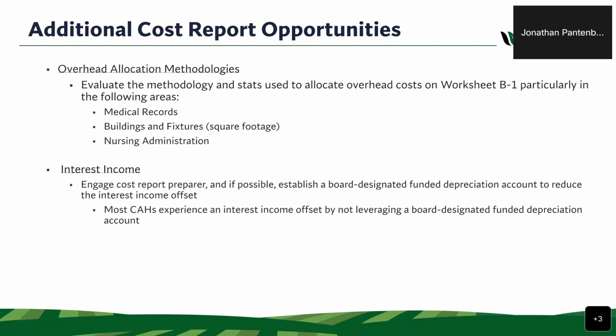Medical records, again, most hospitals will use gross charges, which granted is the easiest way to actually allocate medical records. But again, when we think about it, where is most of the time spent in medical records? Is it spent on diagnostic imaging and laboratory, or is it spent on surgery and emergency room and inpatient services?